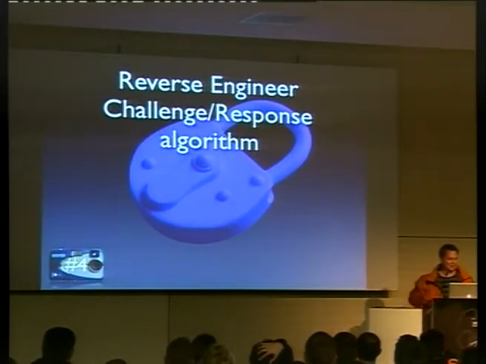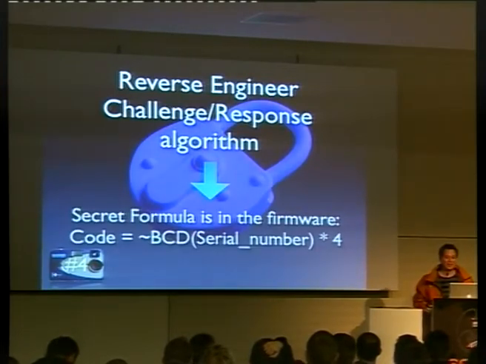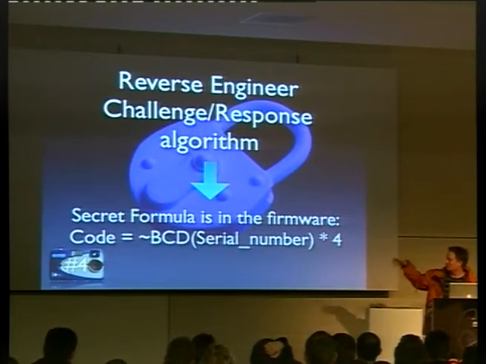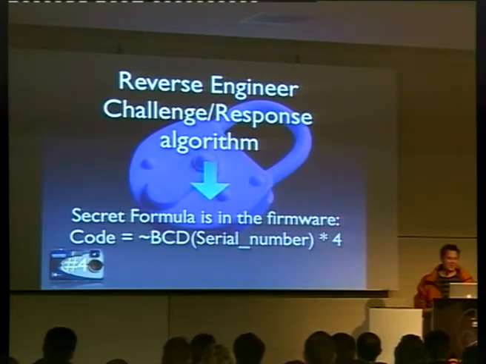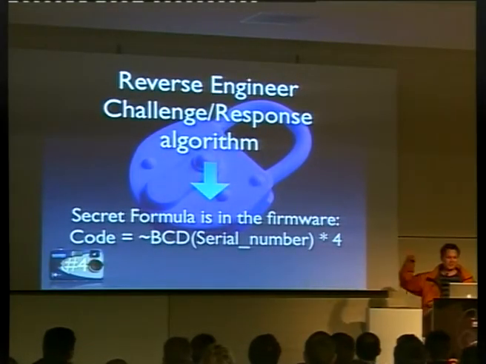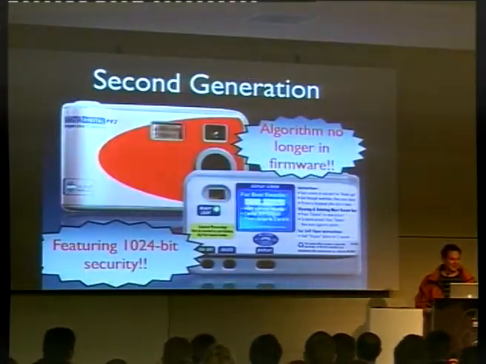And then on this first camera, the last thing we had was you could reverse engineer the whole challenge response algorithm. And if you just looked at the code in there, you could tell it was just a simple serial number multiplied by 4, converted to decimal. And so now that's actually in Gphoto. So if you've got one of these old cameras, it'll just Gphoto read it.